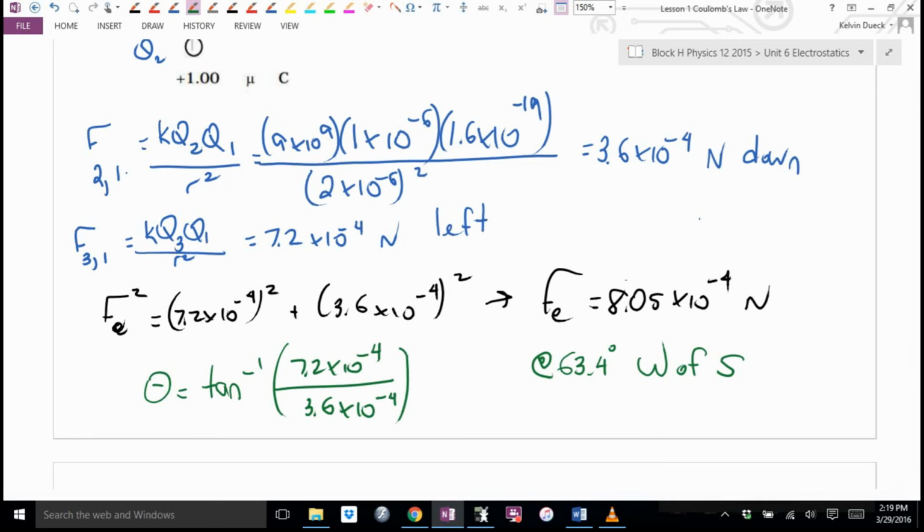Like charges repel, unlike charges attract. That's how we get our direction. We can calculate forces using Coulomb's law: F equals k q1 q2 over r squared. And if there's more than 2 charges, we go 2 at a time and we add them vectorially.